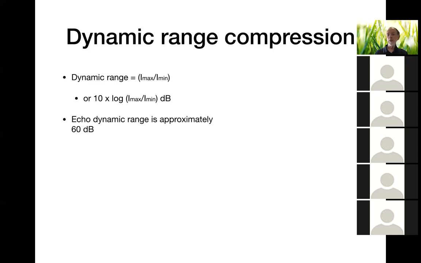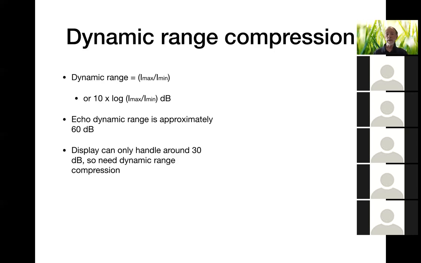The machine has to display all of these echoes as varying brightnesses on the screen. This is where we run into a problem. The display can only handle roughly a range of 30 decibels, in other words, a 1,000 to 1 variation of brightnesses. And our eyes can only really see that as well. So there's a mismatch between the echo strengths and how much they vary and what the display can handle. The machine therefore needs to compress the dynamic range of the echoes to match up with the display.